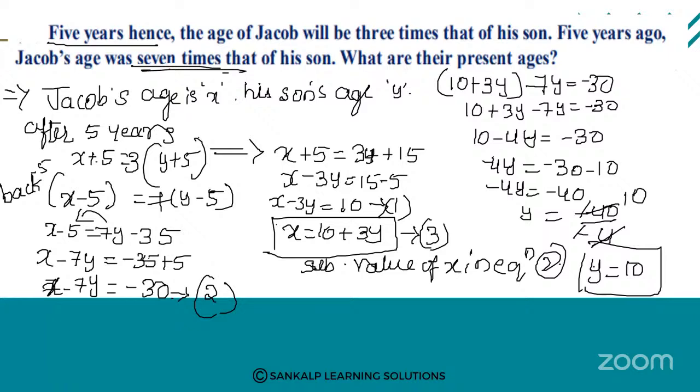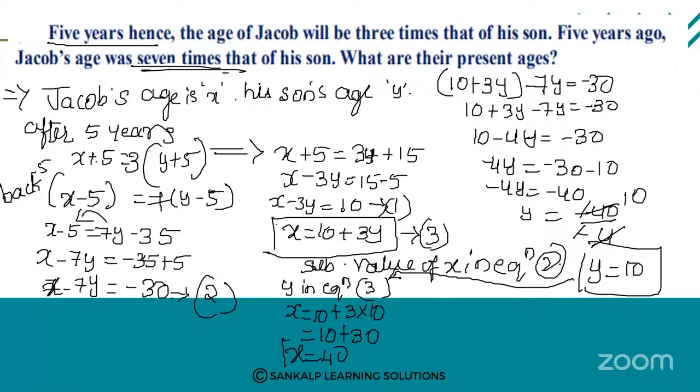Now, substitute the value of y in equation number 3. Then we will get the x value. x is equal to 10 plus 3 into the y value, which is 10. Therefore, x is 10 plus 3 into 10 is 30. 10 plus 30 is 40. The x value is 40 and the y value is 10. This is the x value. x means it is Jacob's age and y value is 10.